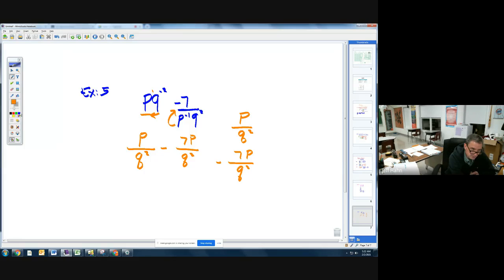And fortunate for you, the book is nice. You already have common denominators, so when you subtract those, you are going to get q squared on the bottom. And then it's just simply 1p minus 7p's makes minus 6p's.